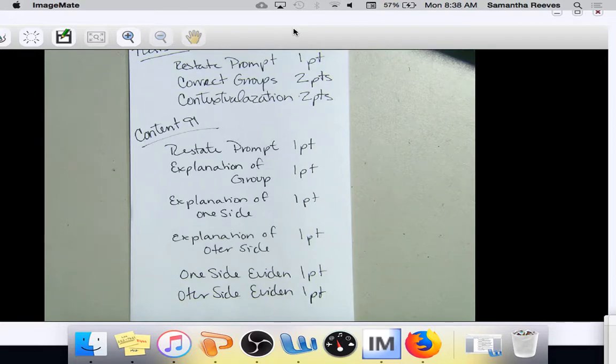Now, you're going to have to write the content paragraph three times. You know that, right? Because there's three content paragraphs. You can handle this.